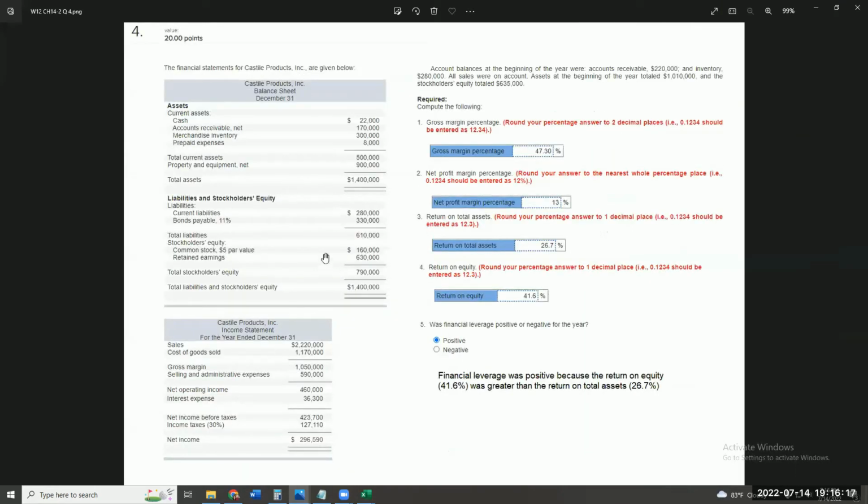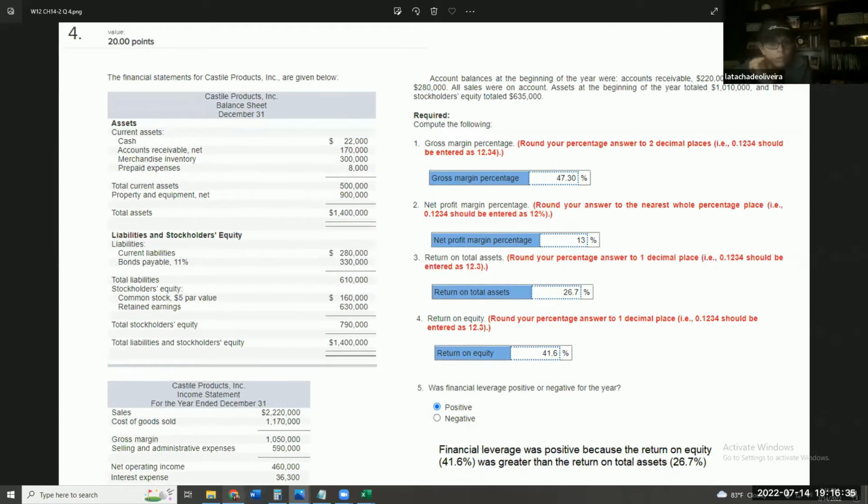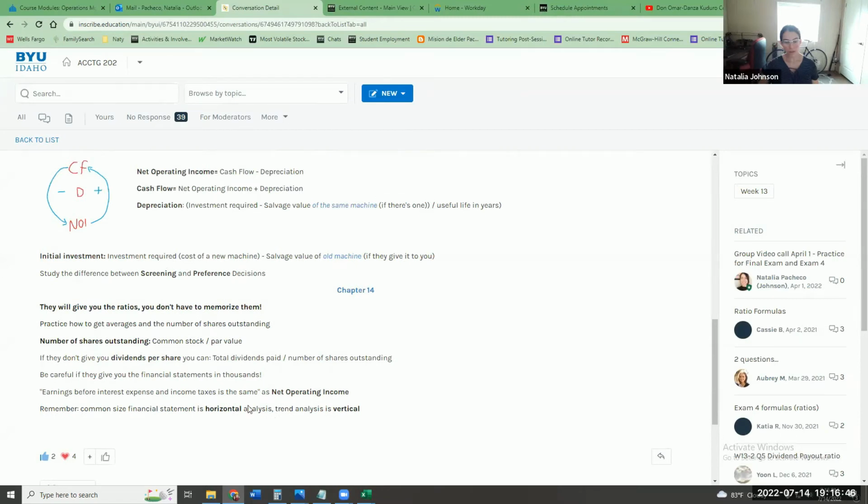Okay, this one: 160,000, and then $5 is par value. So you divide 160,000 by 5, and that will give you the number of shares outstanding. Then you would use that number for some of the ratios they ask you, or you can also use it to find the dividends per share.